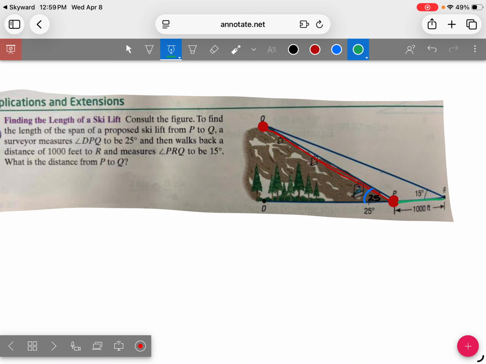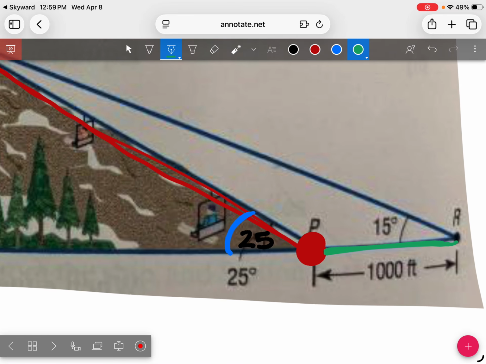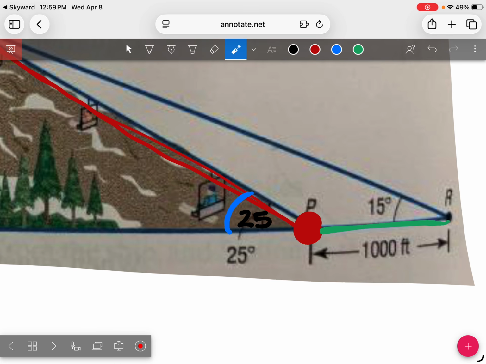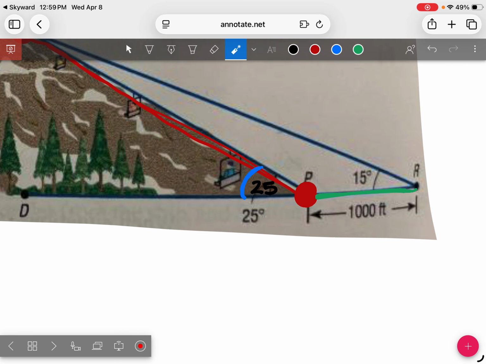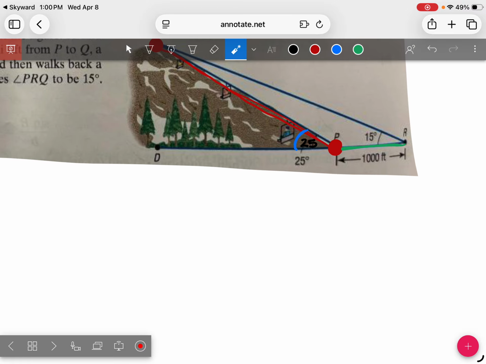They want us to find PQ. All right, so I'm going to zoom in really closely here. In order to find PQ, I need to know some more angles. And the only angle I know inside the triangle is 15. But they gave me enough hints that I could find this angle and the top angle. And just because it bothers me, I'm going to have to redraw it because I just don't really like it.